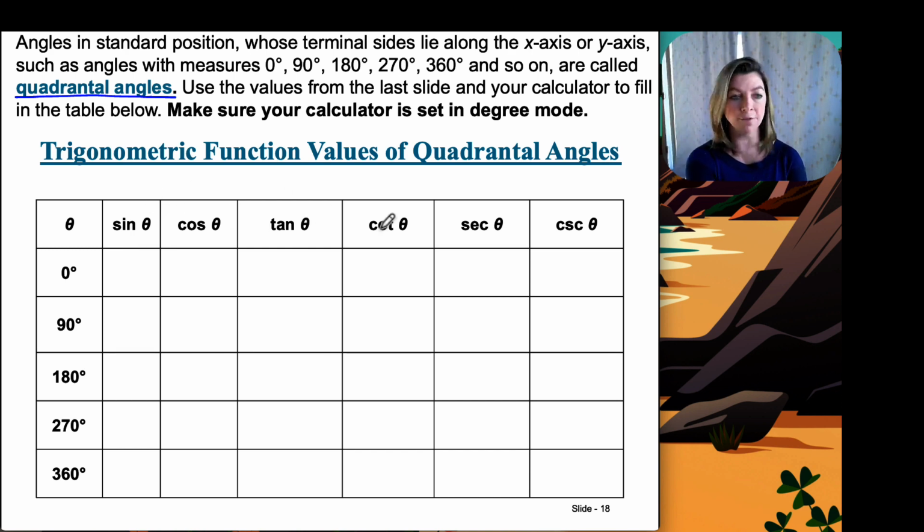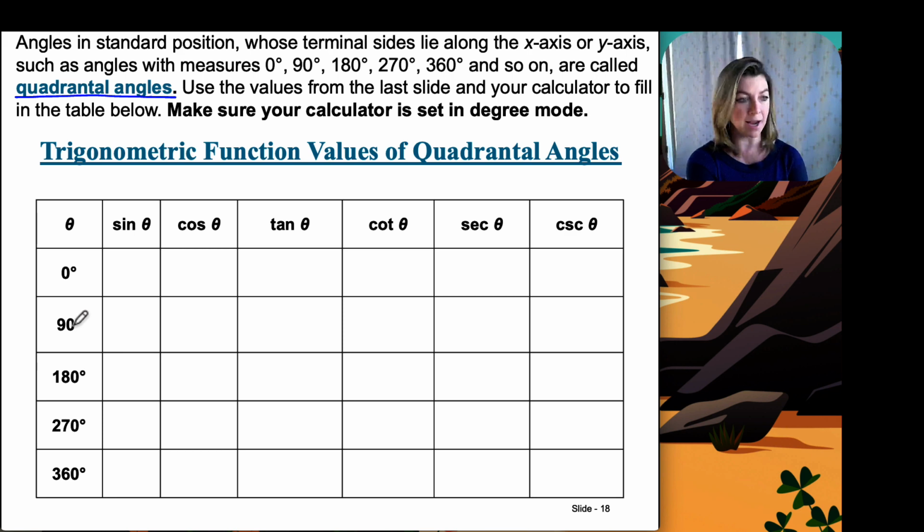And check out column 4. It goes to cotangent next. So cotangent, secant, cosecant. So careful you fill them in the correct order. Okay, on the last slide, we did 90 and 180. So I'm going to do these two rows first.